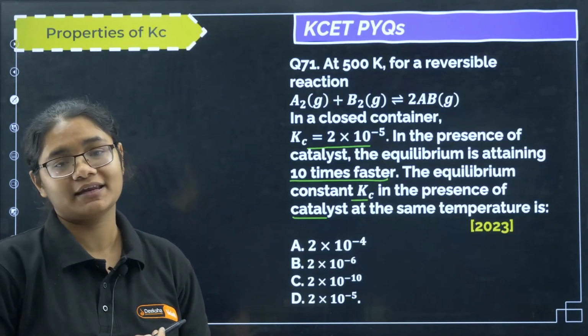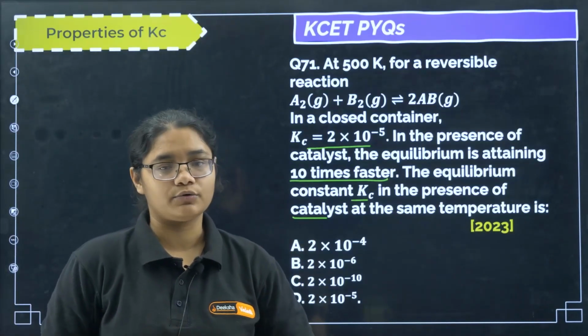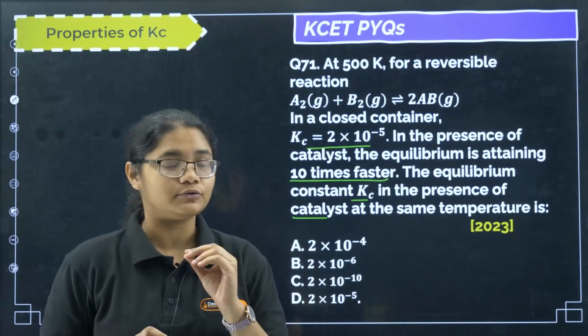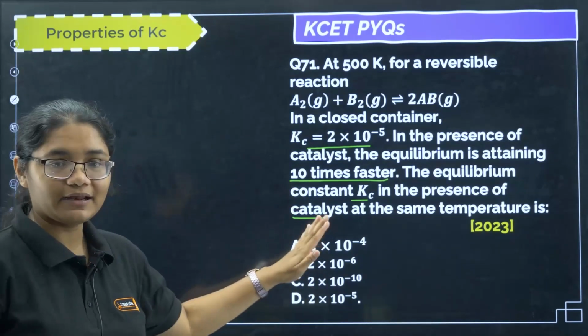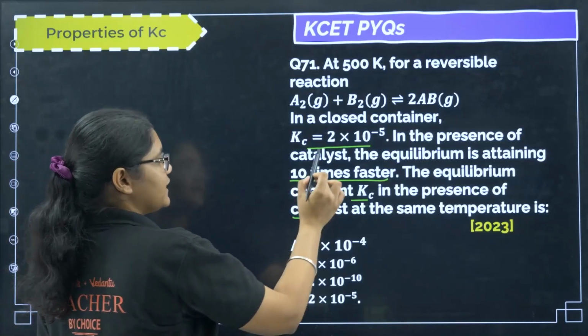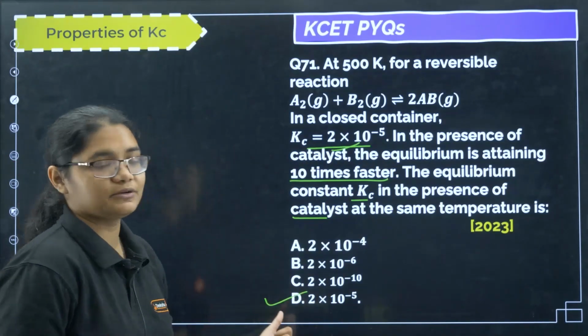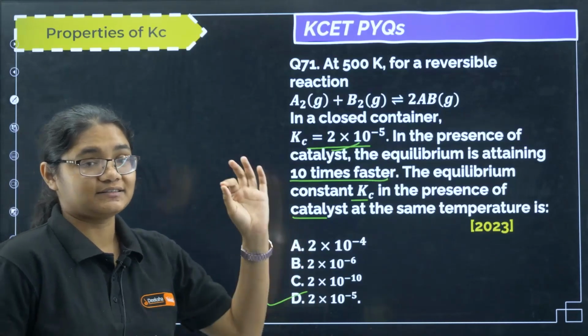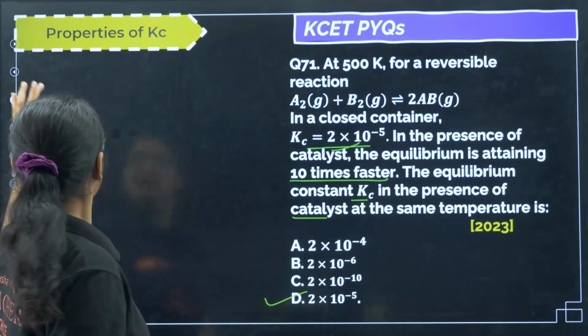This is a very interesting question. So remember, whether you use a catalyst or not, the equilibrium constant does not change. It is a constant value, right? So it is not affected by the catalyst. Whatever was there without catalyst, the same value will be there with catalyst. Option will be D. You don't have to waste a single second in solving this question. It will be the same value.